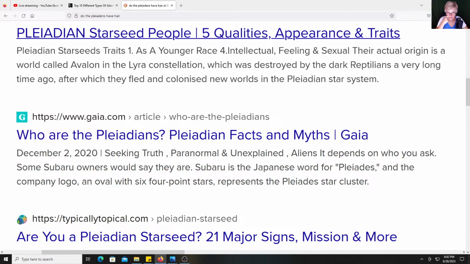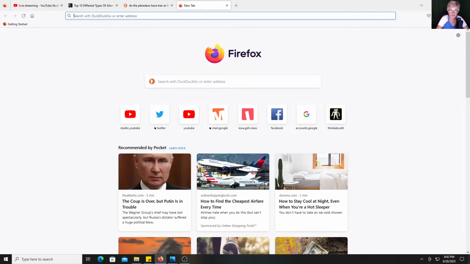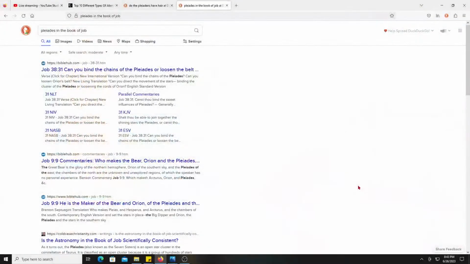The Pleiades. Are you a star seed? Let me show you that scripture of the book of Job and the Pleiades. Gina, put it back here, right here. Okay, we're looking at the types of aliens, the 10 top aliens that they have. Pleiades in the book of Job. Okay, let's look at this right here.